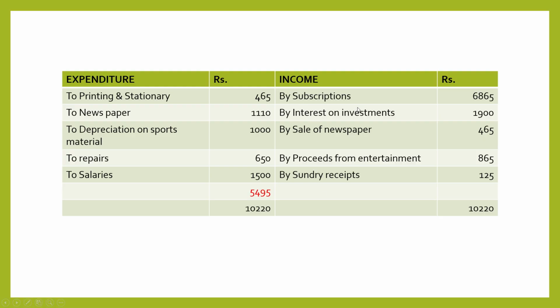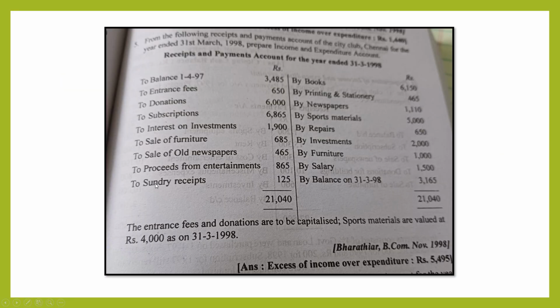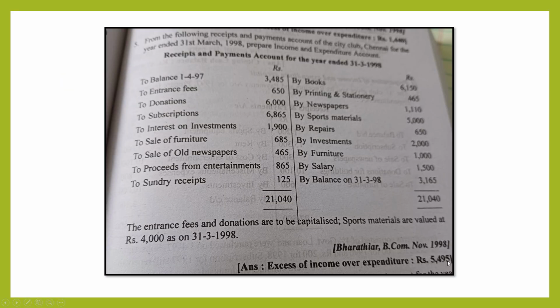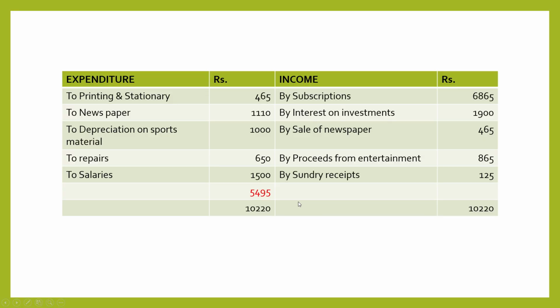So here we have subscriptions, and then interest on investments, sale of newspaper, proceeds from entertainment, sundry receipts. So the remaining items we won't be taking. So the difference is 5,495. So this is the surplus.